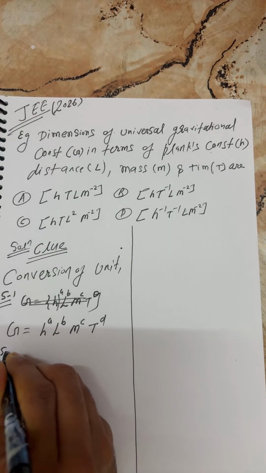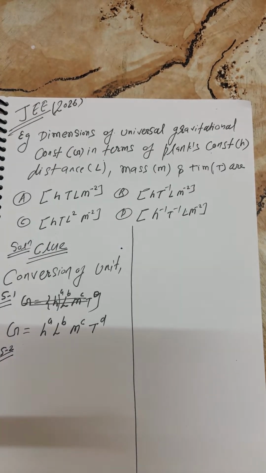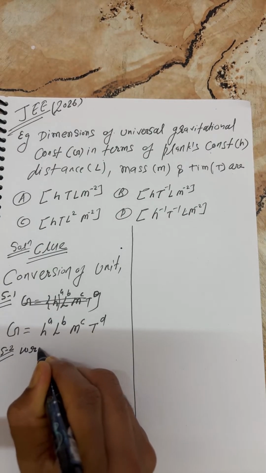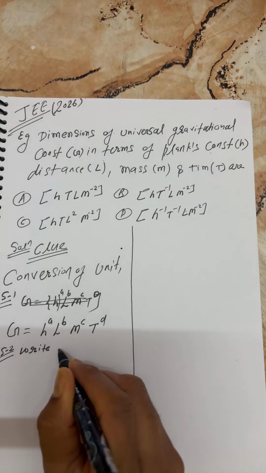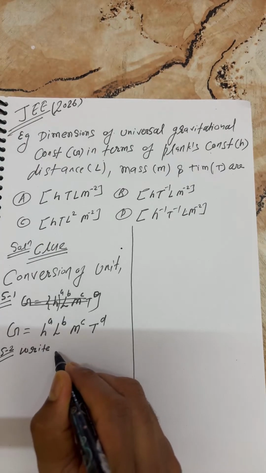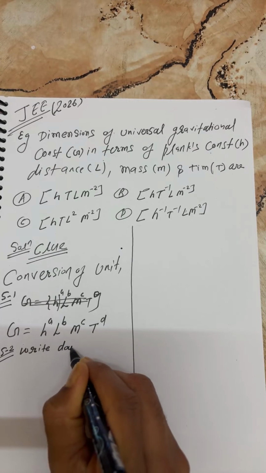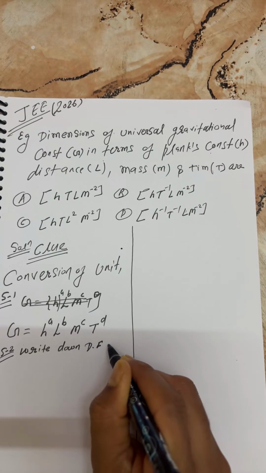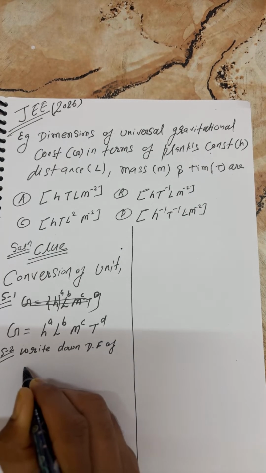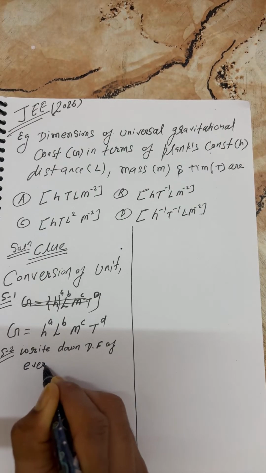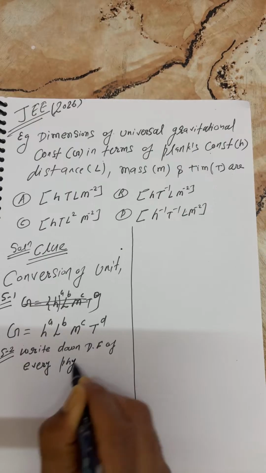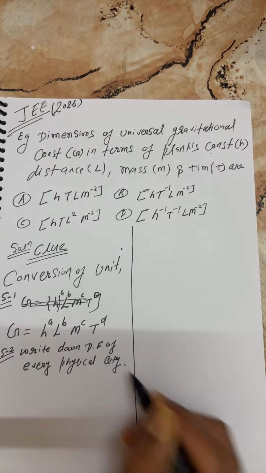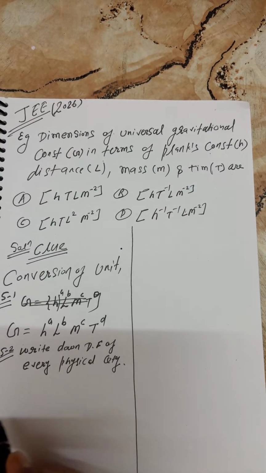Now students, in step 2, write down the dimensional formula of every physical quantity, both sides. So this is the dimensional formula of G here.